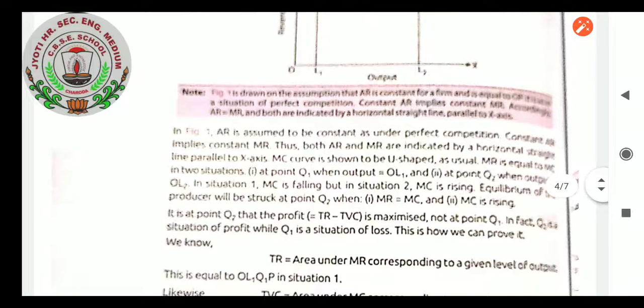What is the figure saying? In figure number 1, average revenue is assumed to be constant as under perfect competition. Under perfect competition, where there are different sellers of the same type of goods, prices must be constant. So average revenue is constant in that situation. For example, with hair oils and shampoos, the prices are most probably constant.